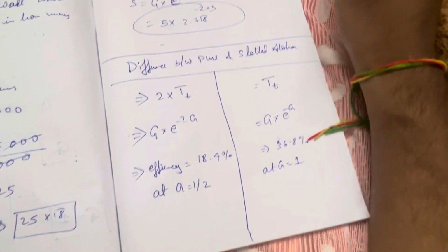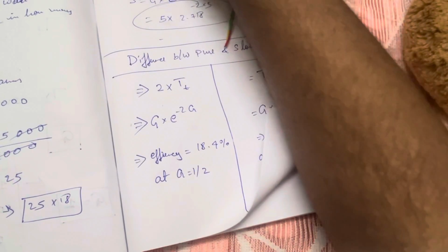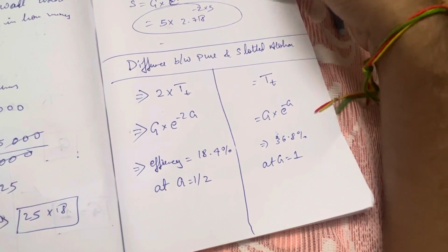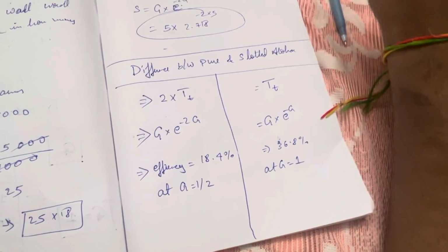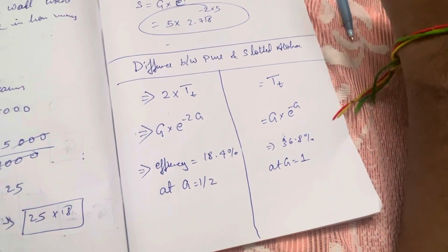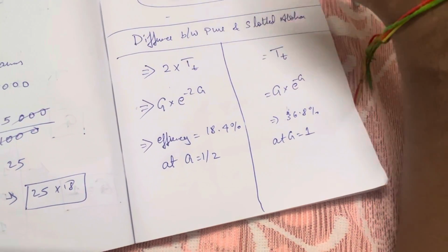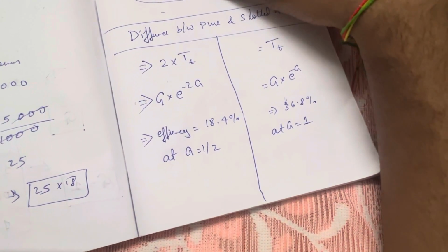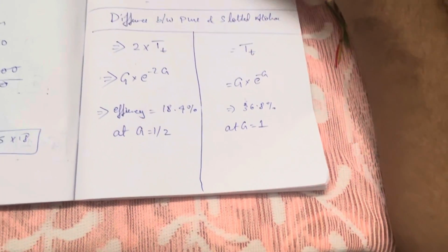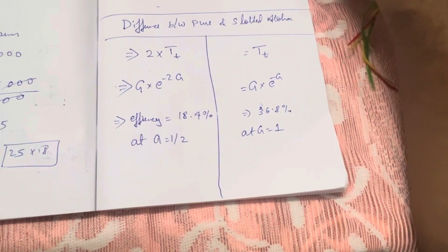So I'll tell you the difference between pure and slotted Aloha. In pure Aloha, any station can transmit the data anytime. There will be no boundaries for the data to transfer, so data collision can happen.